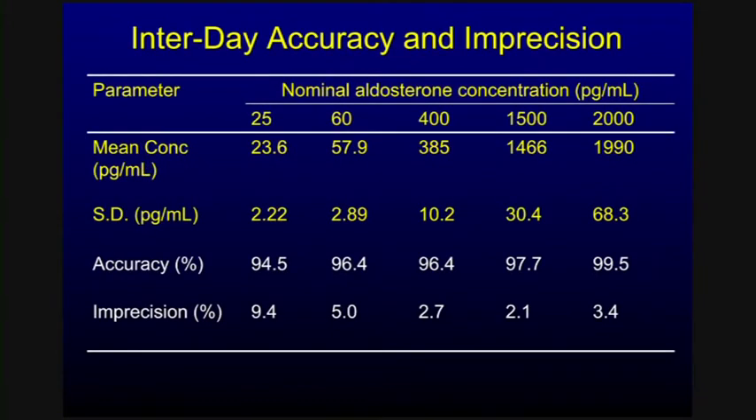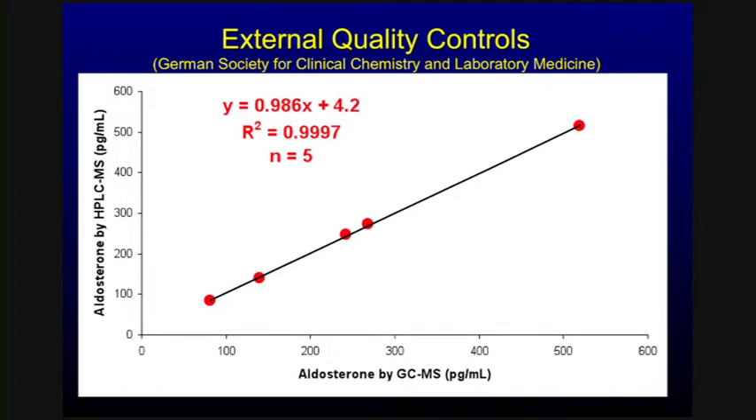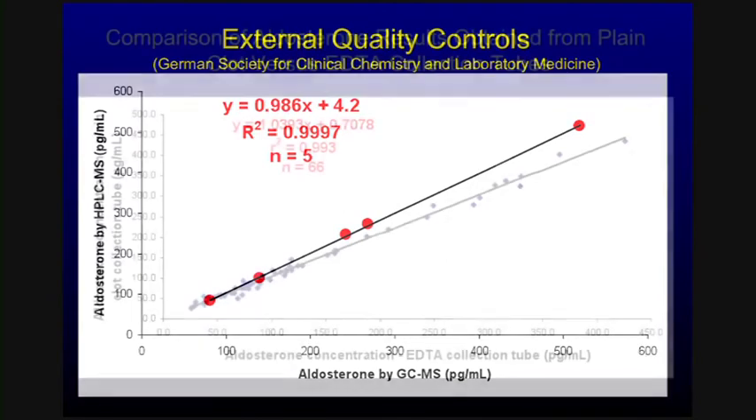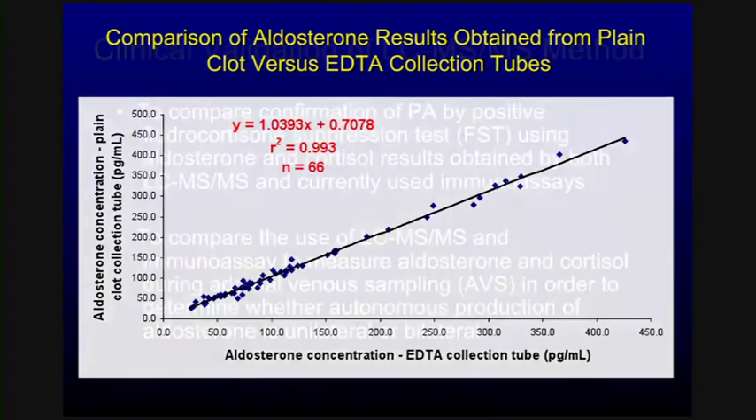This is the inter-day accuracy and precision. So at these different concentrations, you see accuracy that's very high and imprecision that's very low. When we compared our measurement technique with external quality controls provided by the German Society for Clinical Chemistry and Laboratory Medicine, we were very happy to see this extremely tight correlation between our method and their gas chromatography method. When we used two different types of tube, either plain clot versus EDTA, it didn't really matter which tube you used. There was very tight correlation between the two.